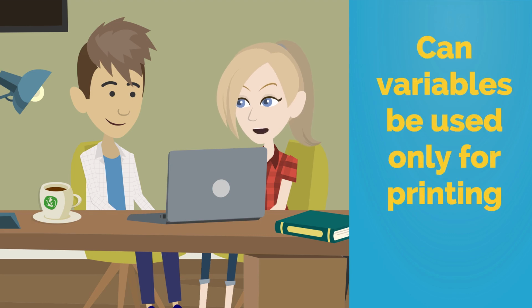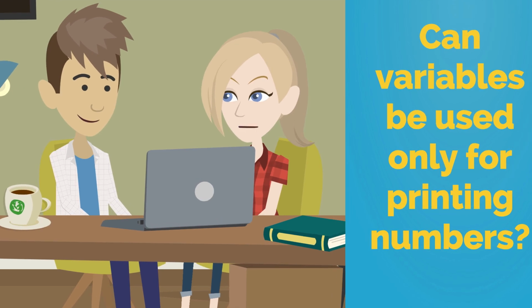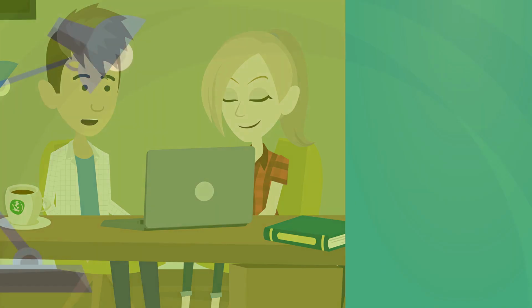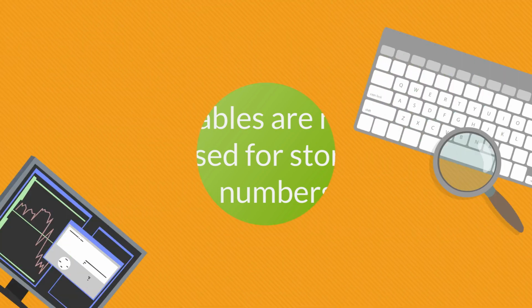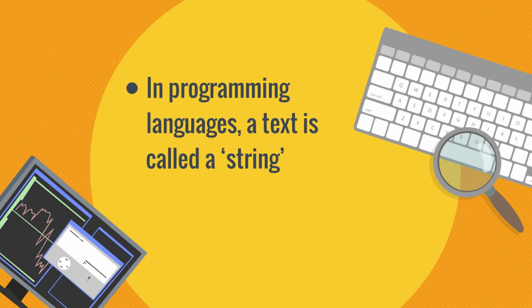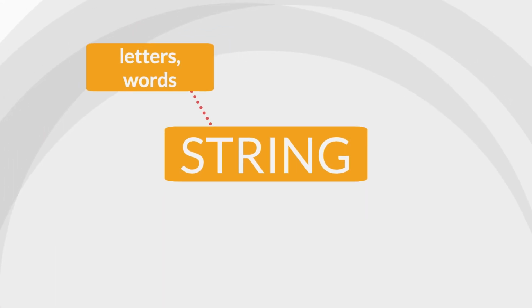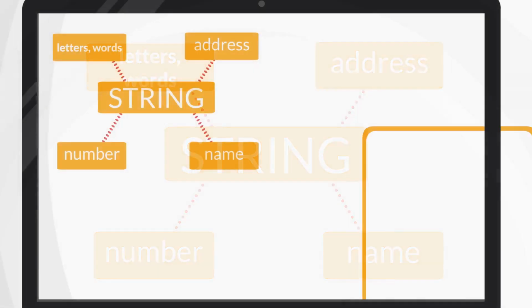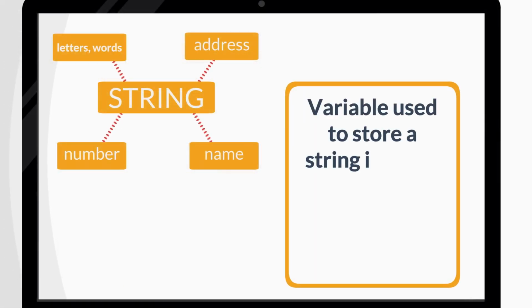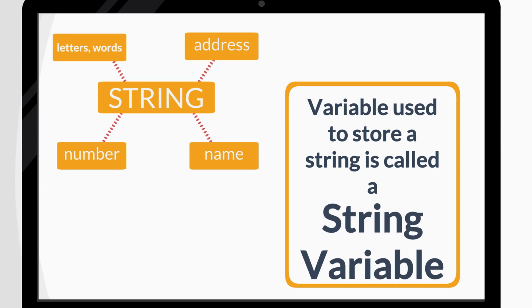But can variables be used only for printing numbers? Can't we print any text? That's a very good question. Variables are not just used for storing numbers. They can also be used to store text. In programming languages, a text is called a string, as in a string of letters. It's not just letters or words. Anything could be a string, be it a number, a name, an address. In such cases, the variable used to store a string is called a string variable.